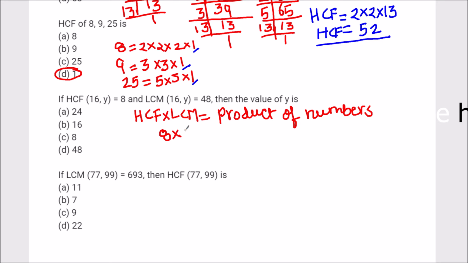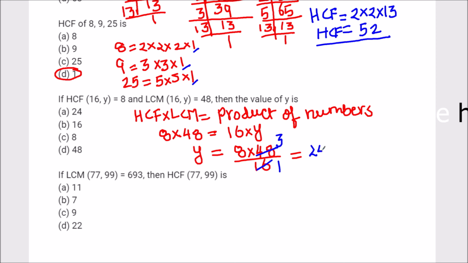HCF is given as 8 and LCM is 48, and the two numbers are 16 and y. So 16 times y equals 8 times 48. So to find the value of y, we transpose 16 on the other side. So that's going to be 8 times 48 divided by 16. So this will be cancelled. 16 times 1 is 16. 16 times 3 is 48. Now 8 times 3 is 24. So the value of y is 24. Hence, option A is the correct answer. So that completes our fourth question.